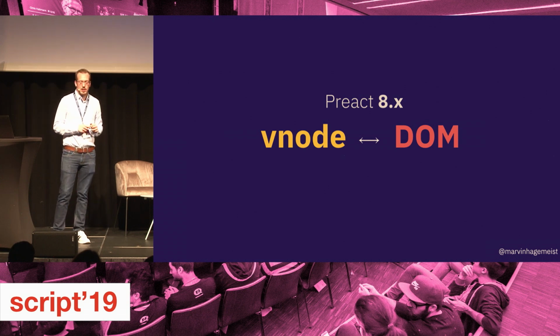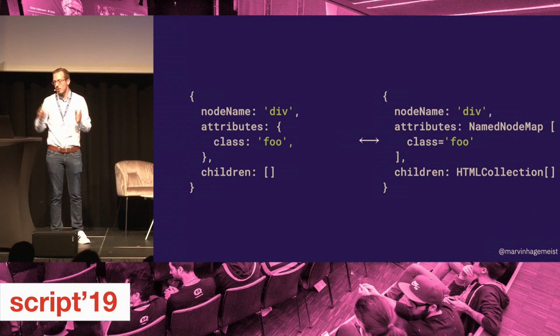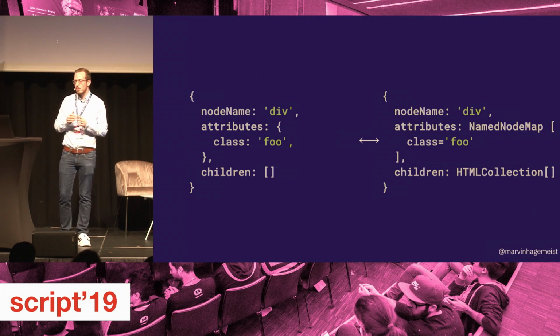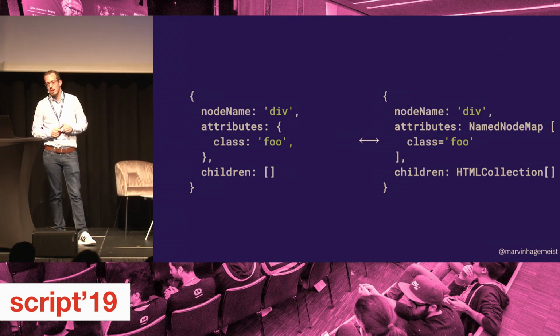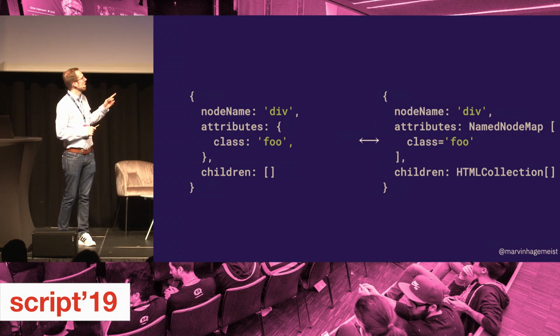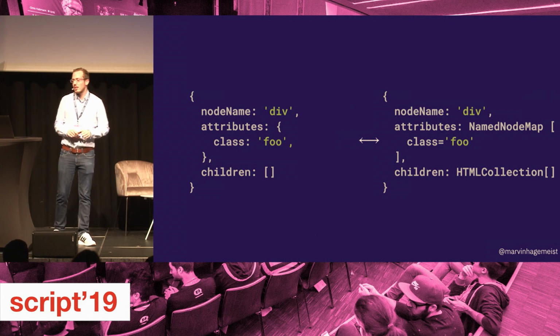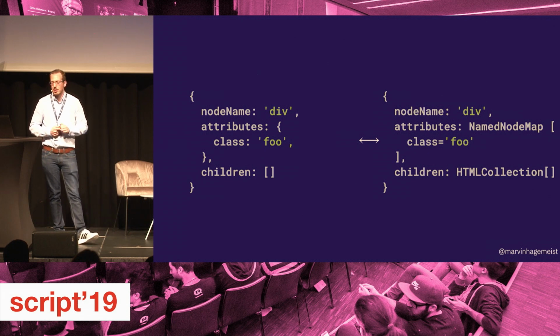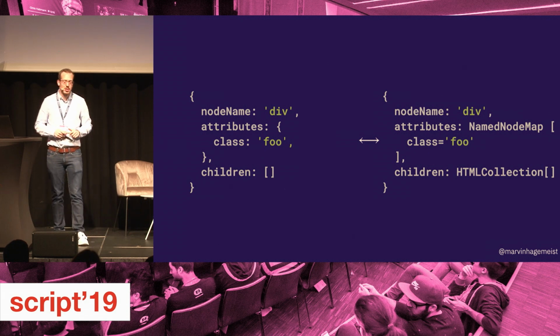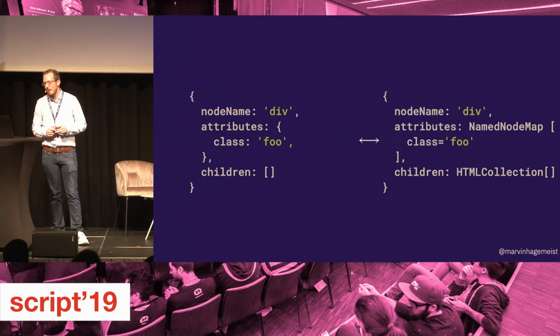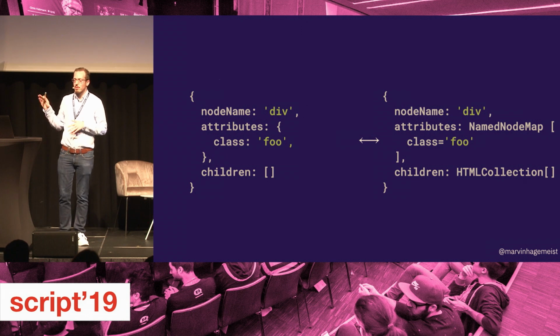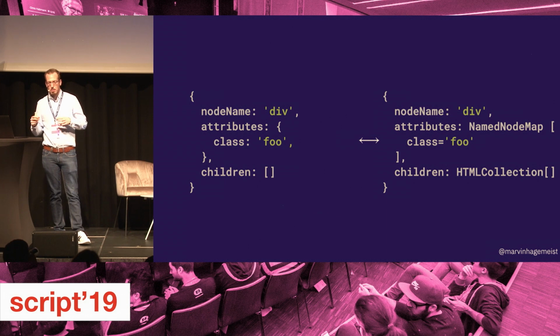So you basically have, on the right side, what you would get if you logged out a simple console log of a standard div element, and on the left side is our internal structure. You can see already here that there's a mismatch. Some properties are the same, but there's a difference in how attributes, for example, are stored. The DOM is pretty old, so it has these special objects like NamedNodeMap, HTMLCollection.